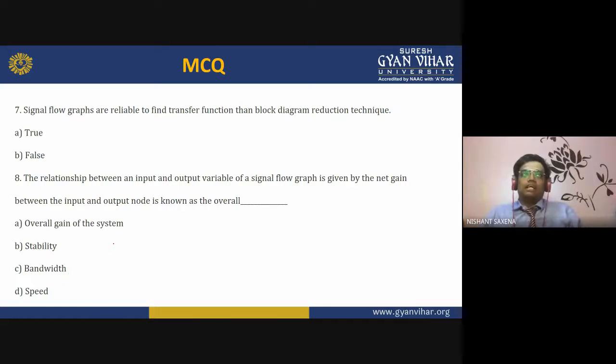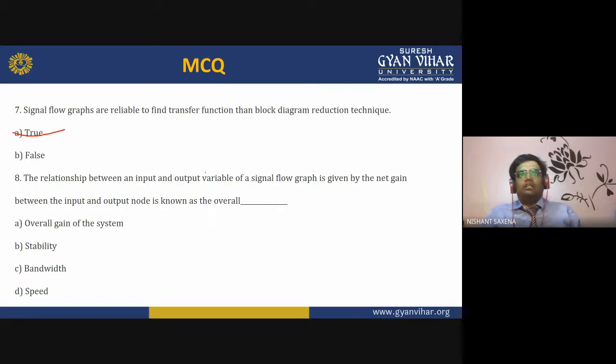Question number 7 says that signal flow graphs are more reliable for finding transfer functions than block diagram reduction techniques. We cannot say whether they are reliable or not, but we can say they are very easy and accurate for finding the overall transfer function, rather than reducing the block diagrams and then finding the overall transfer function. Yes, we can say that it is true.